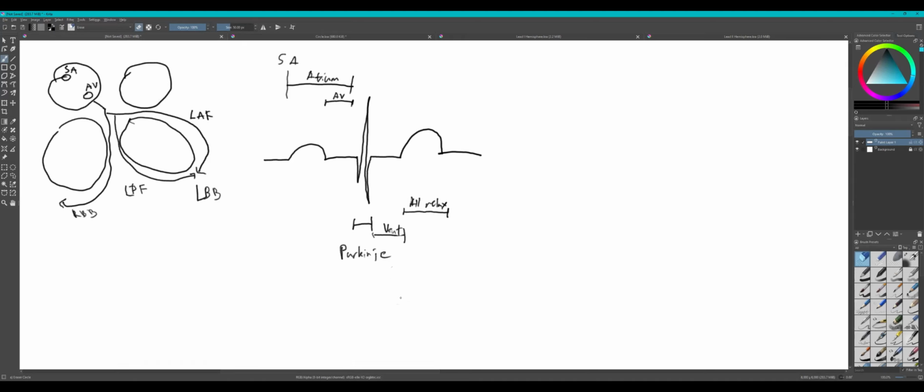Okay, so in terms of labeling, this is the P, this is the PR, and this is the QRS. This is the ST, this is the T wave. Now, if you have an EKG in front of you, or here, how about this? Go on Google and pull up just a normal EKG.